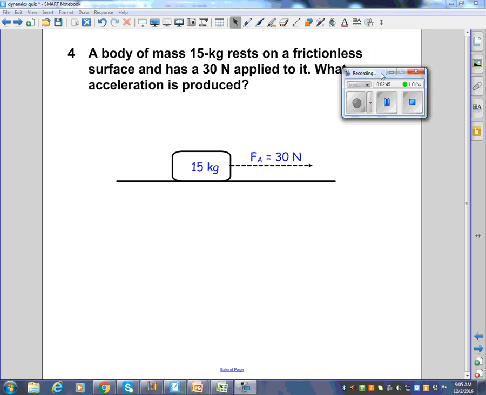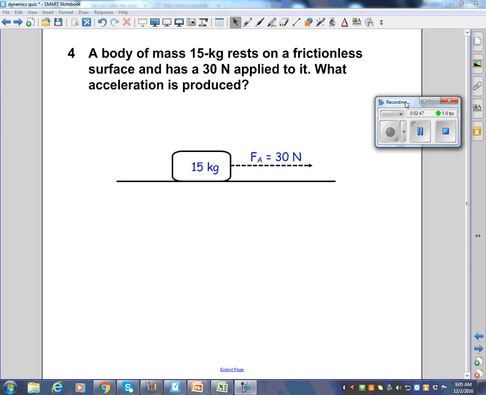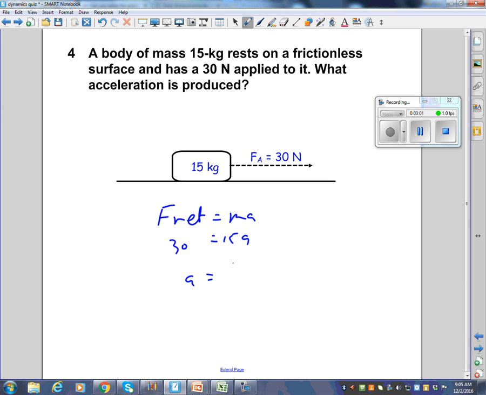Okay, what about this one here? A body of mass 15 kilograms rests on a frictionless surface and 30 newtons is applied to it. What acceleration is produced? Oh, you guys all should have got this one right. I hope so. The applied force is 30. Mass is 15. Acceleration is going to be 2.